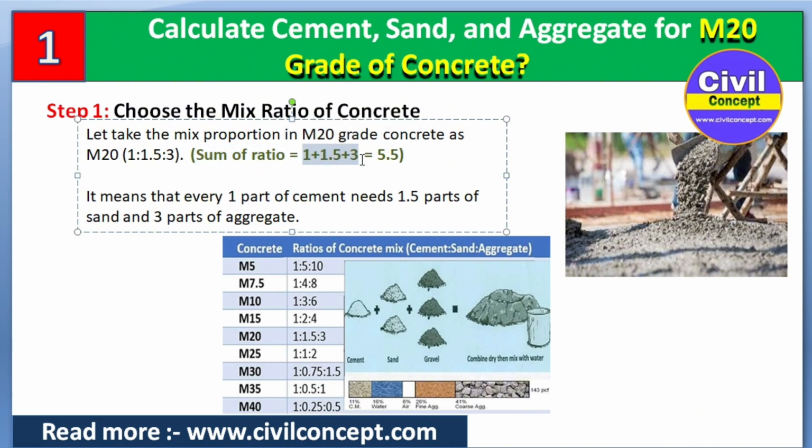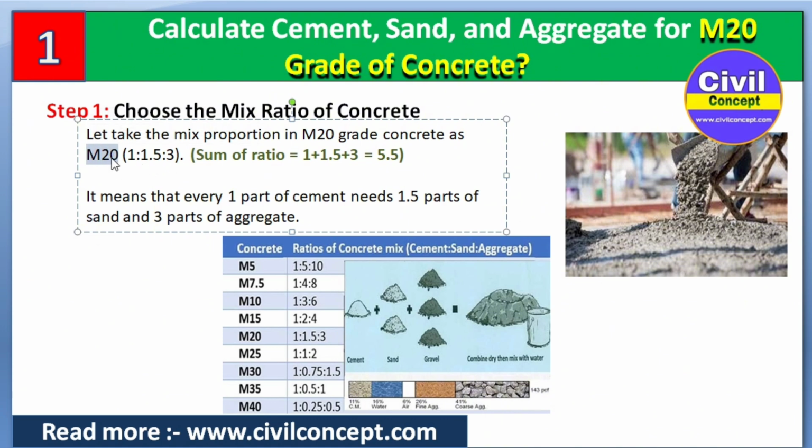1 plus 1.5 plus 3 is equal to 5.5. Keep in mind this sum of the ratio, 5.5, because it will be used in the formula in the next slide. So here I have taken out the sum of ratio, which is 5.5.